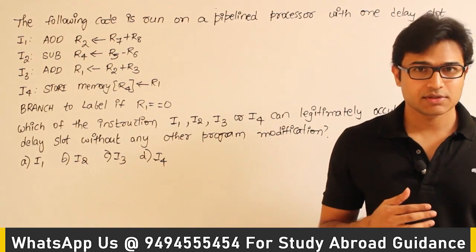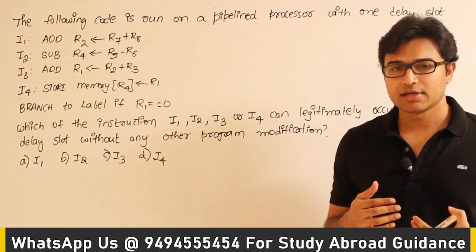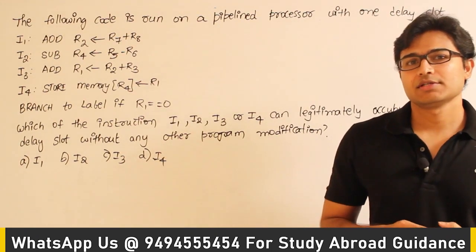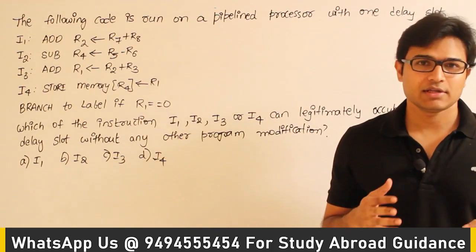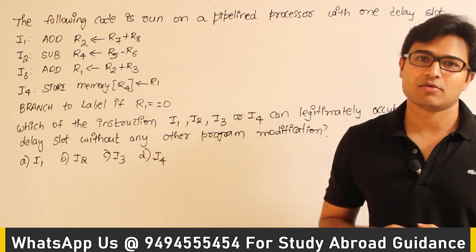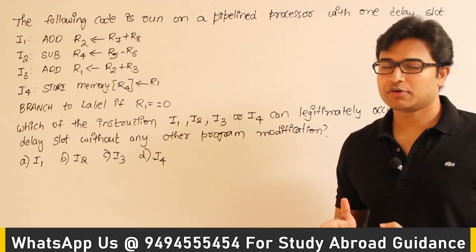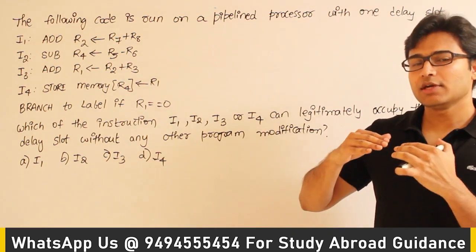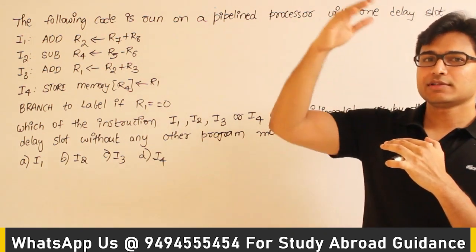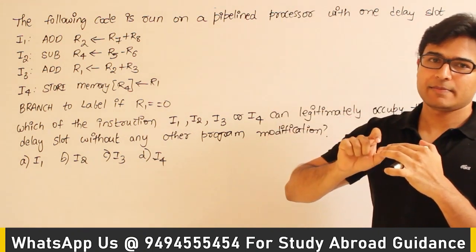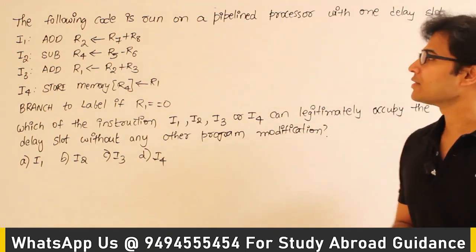These instructions should be such that they do not change the meaning, or do not affect the program, even when you move them around. For example, if instruction number 100 is a branch instruction, you can move any instruction which is before this 100 into that slot. Okay, so let's see this question, you will understand it better.